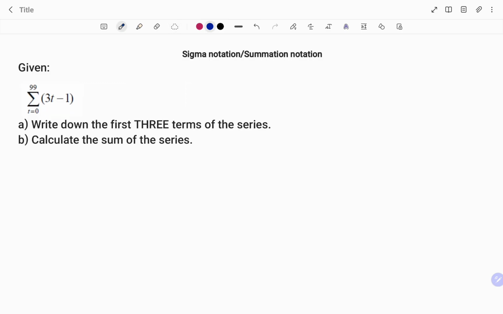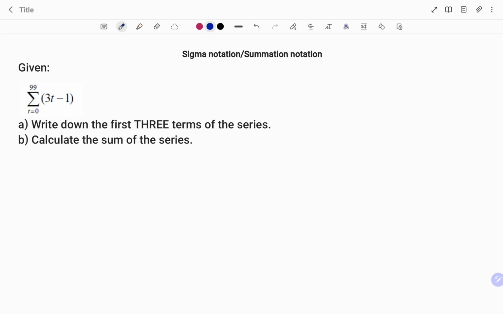In the first example, we have given the sigma notation or summation of 3t minus 1 from t equals to 0, that's the starting point, to t equals to 99. A, write down the first three terms of the series, and B, calculate the sum of the series.